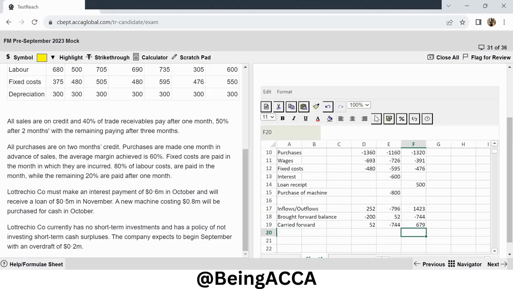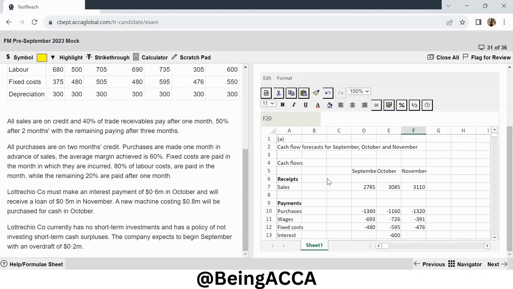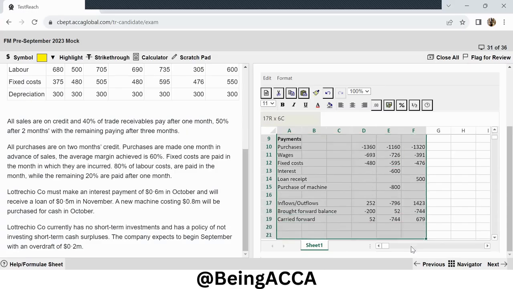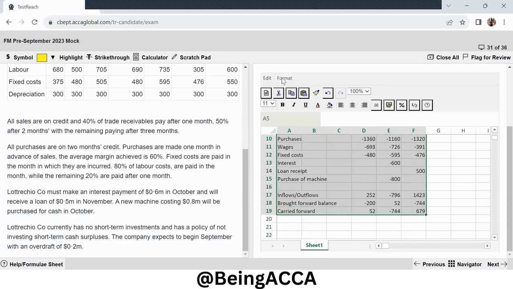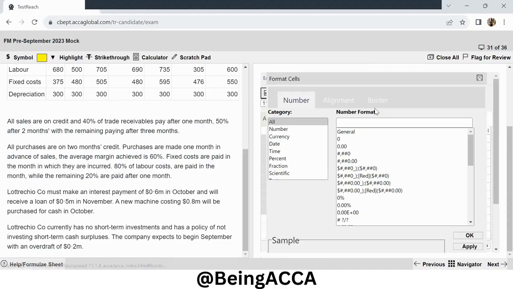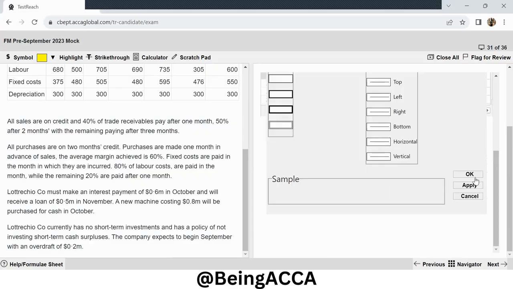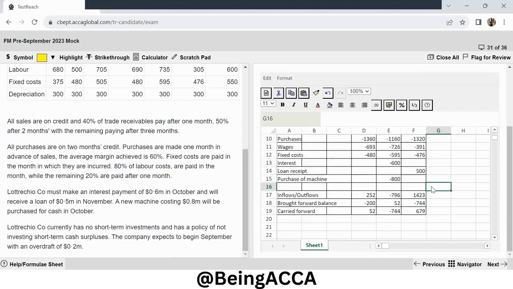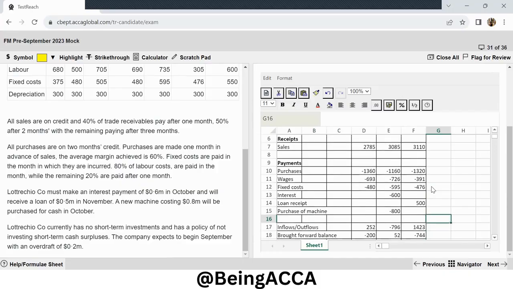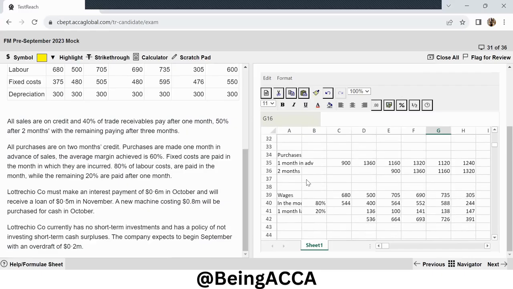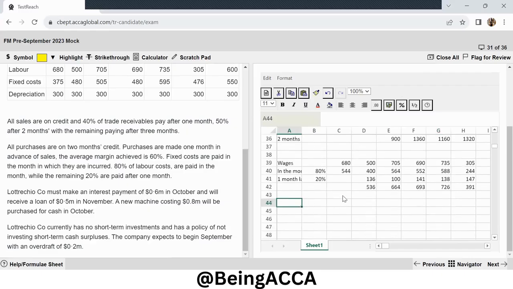So with this, I have come to an end of my part A. I can just put this in a table so that it looks neater. Yeah, so format, cells, border. I can choose any border style, select all these boxes, click on OK, and you see your table has been inserted over here. Now these workings can be left this way as well. Now let's go to part B.